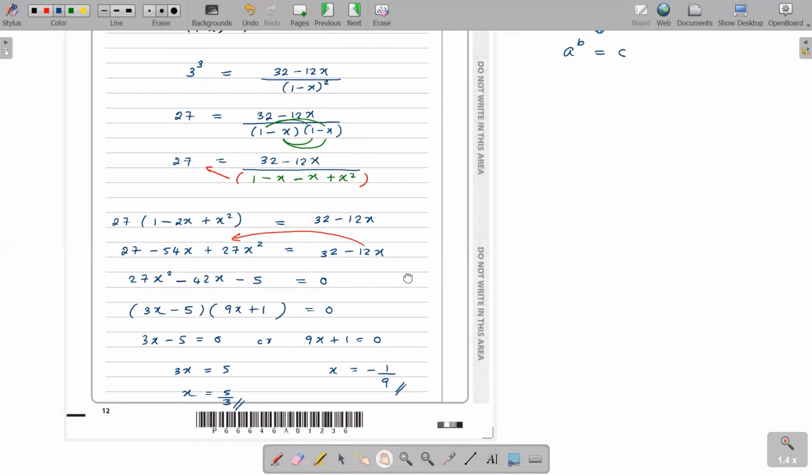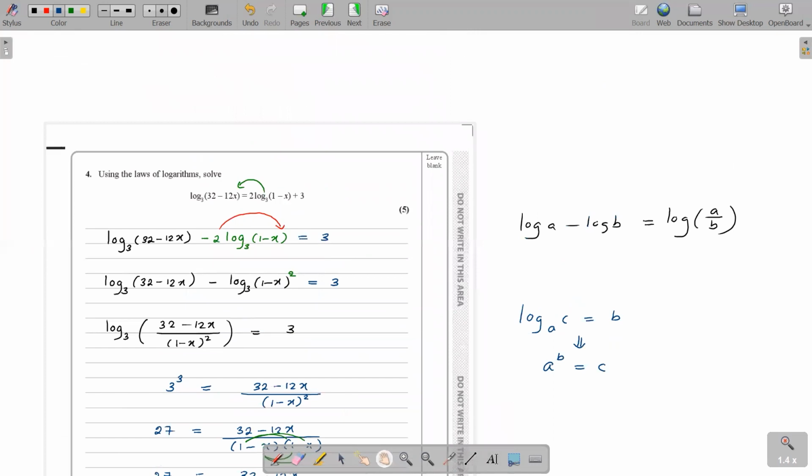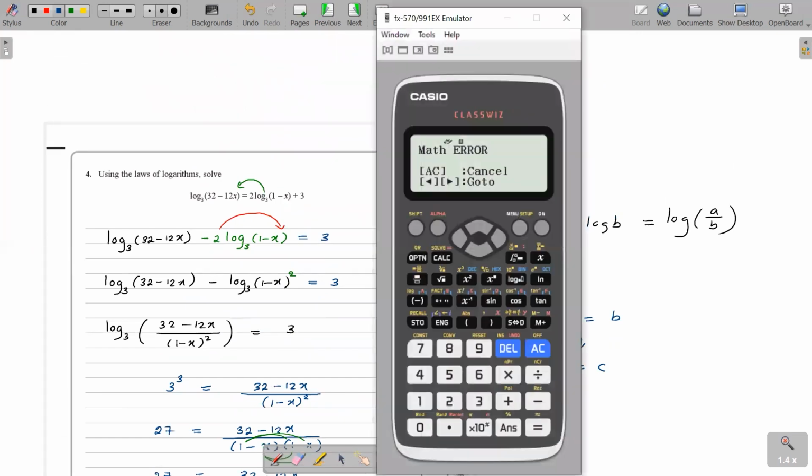x equals 5 over 3. Can you check on it? When x equals 5 over 3, check whether 32 minus 12x becomes negative.